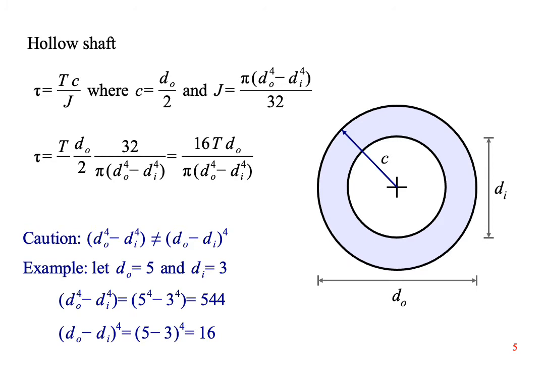What if the shaft is hollow? Lowercase c is still the distance from the centroid to the outer surface, whether or not there is actually shaft material at the centroid. The polar moment of inertia equation is a little different, so the stress equation will also be a little different. The most common mistake in this type of problem is calculating dO to the fourth minus dI to the fourth. If you take the fourth power of dO minus dI, you will get the wrong answer.